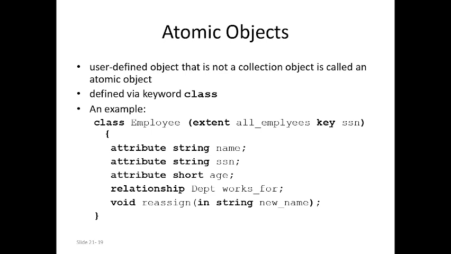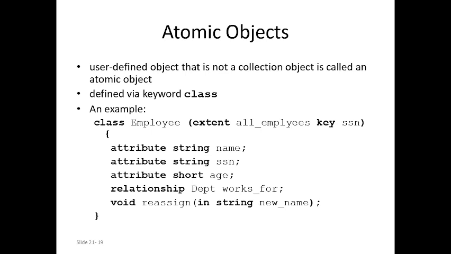And we have atomic or user-defined objects. So we can see how these object types for atomic objects can be created. These are specified using the keyword class in ODL. Okay. And in the object model, any user-defined object that is not a collection object is called an atomic object. Any user defined object that is not a collection object is an atomic object, and that is defined via the keyword class.